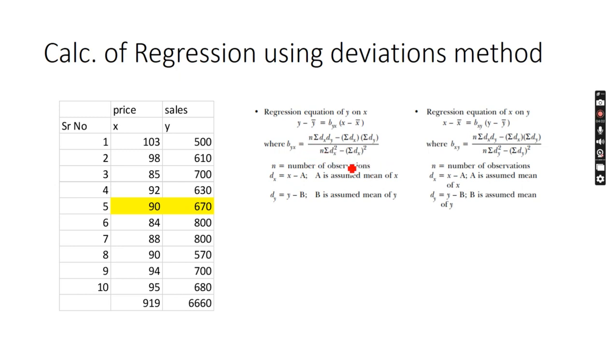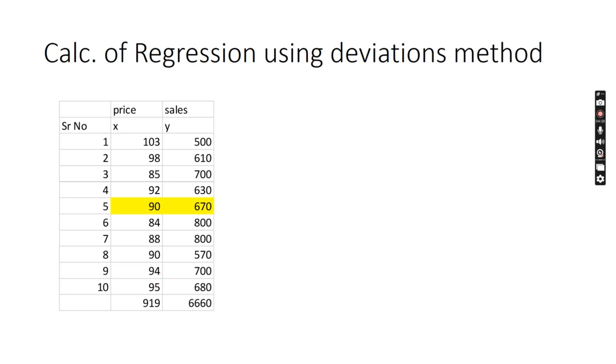It looks complicated, but it is as easy as chewing a candy. And then you need x minus x bar. X bar is your arithmetic mean of x, which is 919 divided by 10. Now, coming to the formula for byx, it shows n multiplied by sigma dx dy minus sigma dx sigma dy, upon n sigma dx square minus sigma dx whole square. On the denominator side, it would be sigma dx square. Now, what is dx and dy?